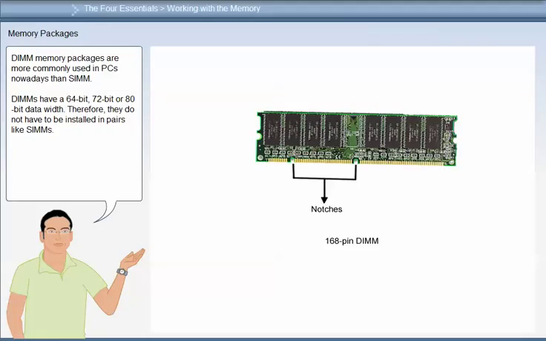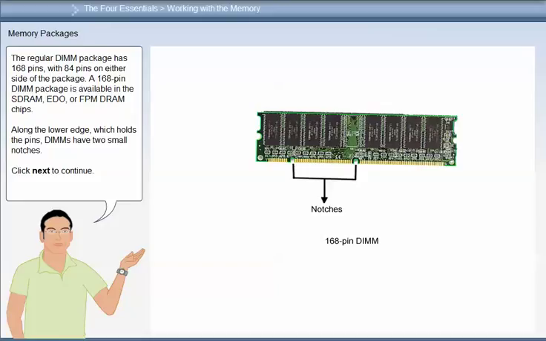DIMM memory packages are more commonly used in PCs nowadays than SIMM. DIMMs have a 64-bit, 72-bit, or 80-bit data width. Therefore, they do not have to be installed in pairs like SIMMs. The regular DIMM package has 168 pins, with 84 pins on either side of the package. A 168-pin DIMM package is available in the SDRAM, EDO, or FPM DRAM chips. Along the lower edge, which holds the pins, DIMMs have two small notches.